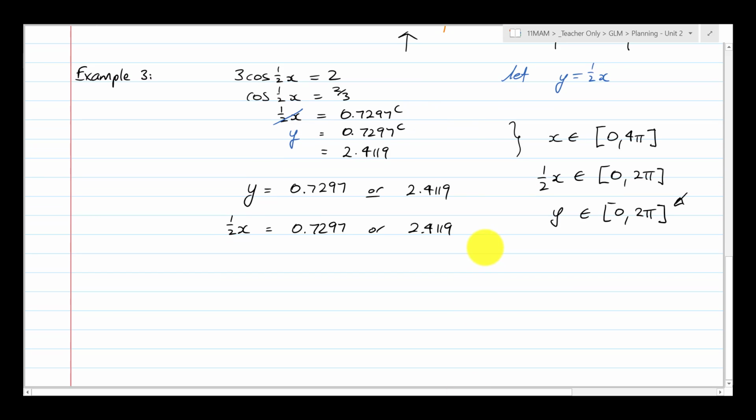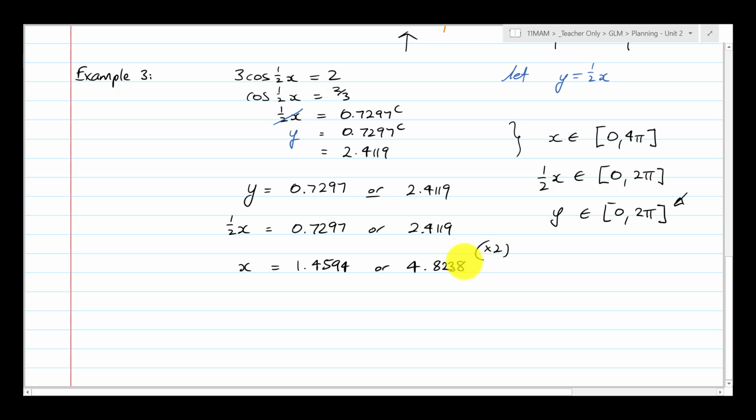so now is when I do my last step, which is to multiply everything by 2 and I get therefore x is equal to 0. That's not even right, is it? 0.7297 times 2. I was going to do it in my head, but that's only going to end in disaster. 1.4594, or 2.4119 times 2 equals 4.8238. And they're both my solutions. And that's that question done.